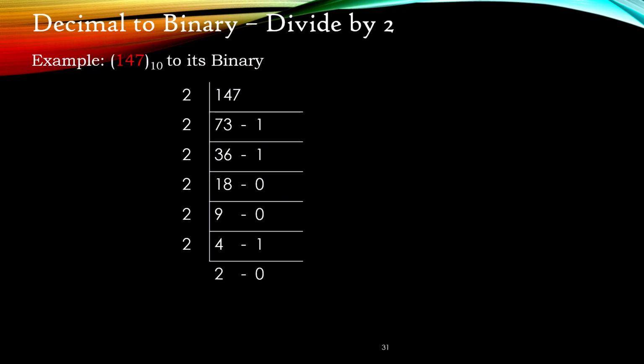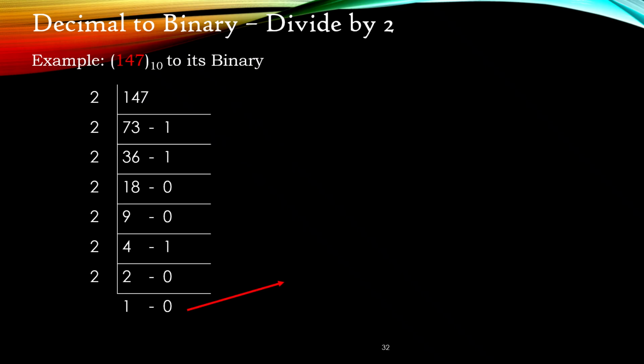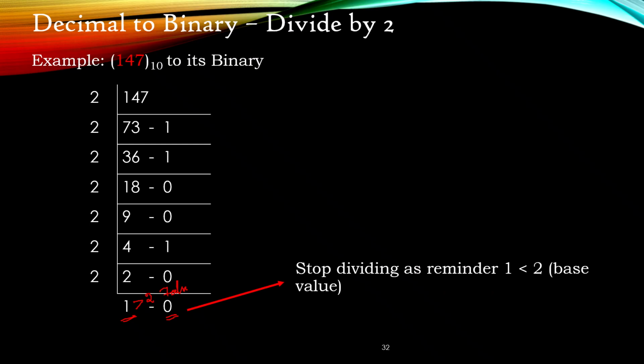So 4 and remainder 1. Again, we have to continue division. While dividing, we'll get 2 as the quotient and 0 as the remainder. With the condition, is 2 greater than 2? Of course, both are equal, so we have to continue the division. Again, when I'm dividing by 2, I get the quotient 1 and the remainder 0. Now when I'm checking the condition, is 1 greater than 2, the condition becomes false. So I have to stop dividing.